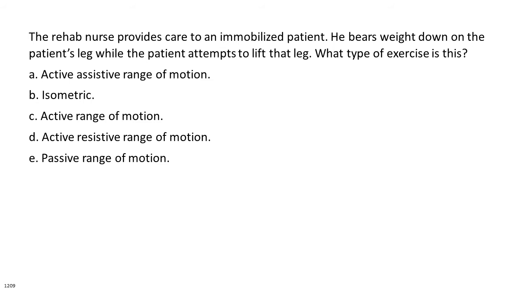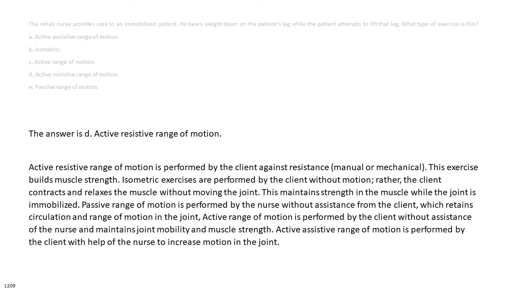The rehab nurse provides care to an immobilized patient. He bears weight down on the patient's leg while the patient attempts to lift that leg. What type of exercise is this? A. Active assistive range of motion. B. Isometric. C. Active range of motion. D. Active resistive range of motion. E. Passive range of motion. The answer is D. Active resistive range of motion.